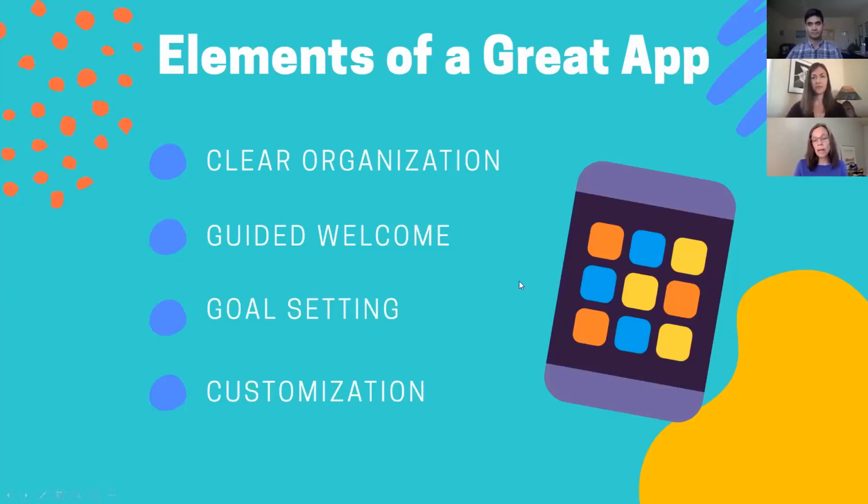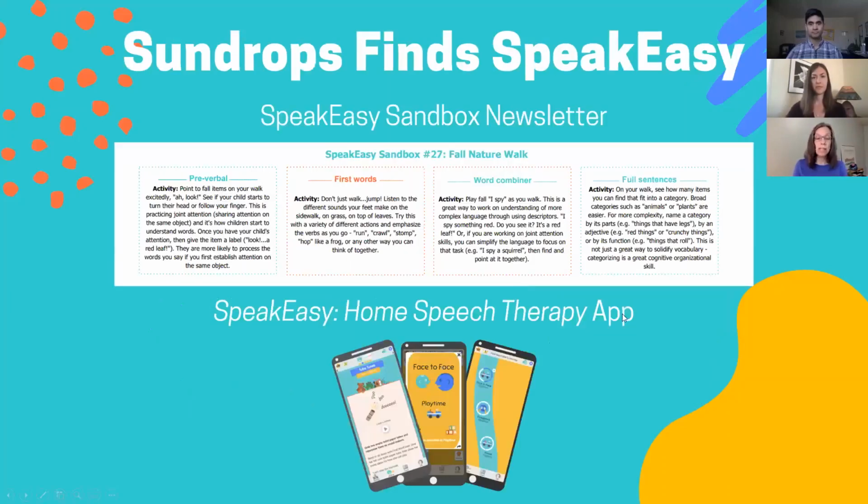I've been following the Sandbox newsletter from SpeakEasy since June 2019. It gives language supporting ideas for families to work with their children at different language levels following a Hanen type grouping, such as pre-verbal, first words, and combiners. And in spring 2020, they announced that they were launching a beta version of their app, so I looked into it. Its content aligned with current research into parent-supported child language strategies, and the app looked like they had carefully considered the many elements needed for a successful app design and usage.